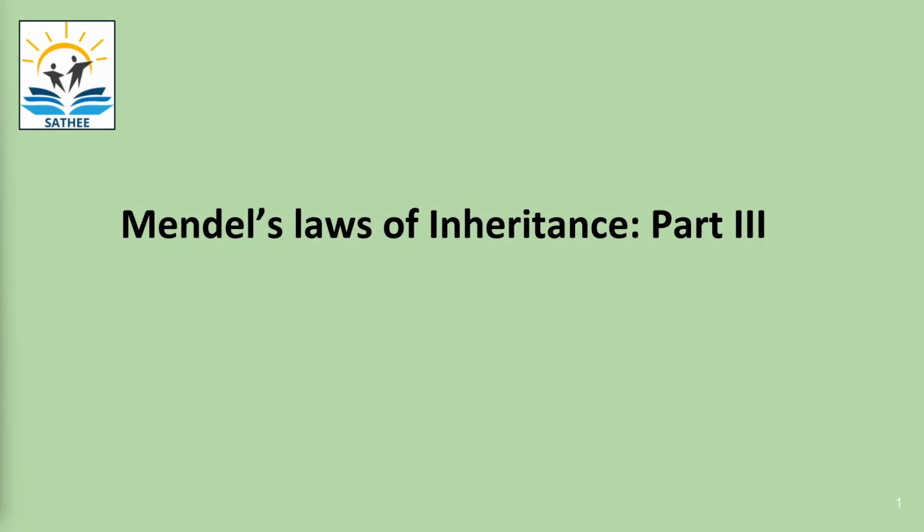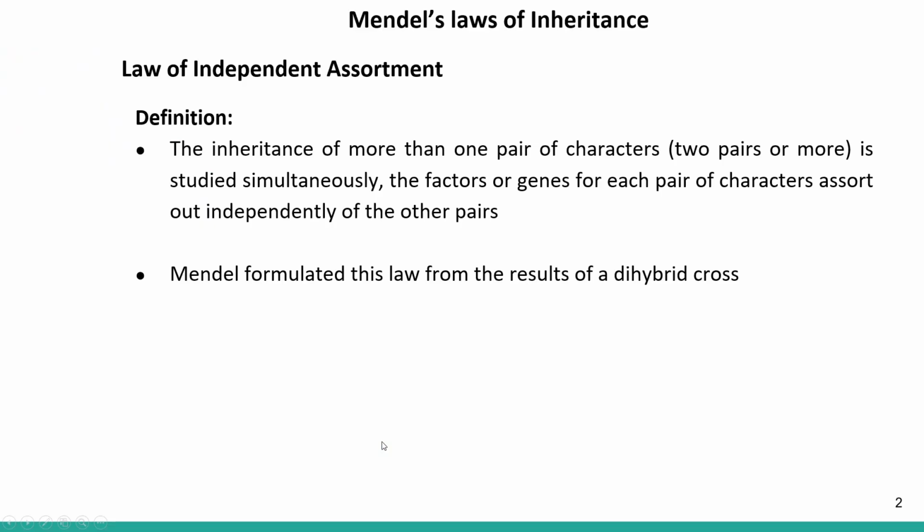Hello everyone, welcome to the new session of Mendel's Laws of Inheritance. This is the third part, and we are going to study the third law of Mendel, that is the law of independent assortment. By definition, it is the inheritance of more than one pair of characters.